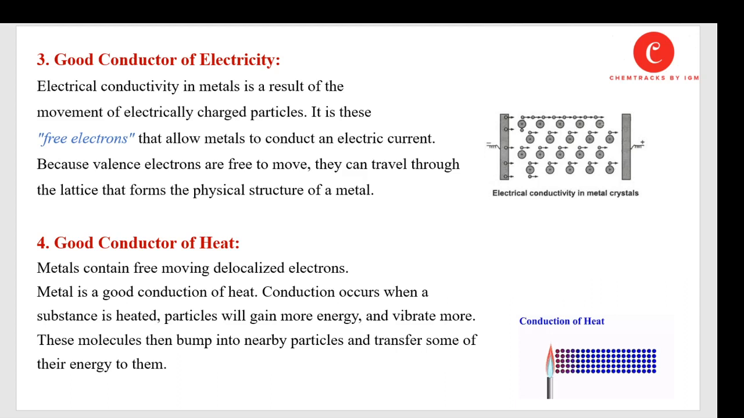When particles gain more energy, they start to vibrate, and when we continually heat the particles, they show more vibrations, and these vibrations are responsible for the transfer of heat. These vibrations transfer heat from hot particles to the colder parts of the metal piece. These particles then bump into the nearby particles and transfer some of their energy to the neighboring particles.